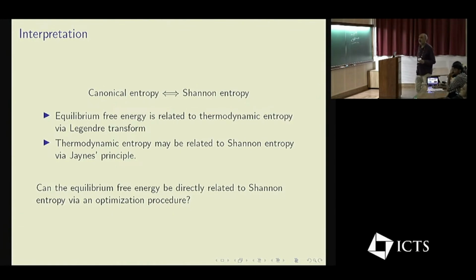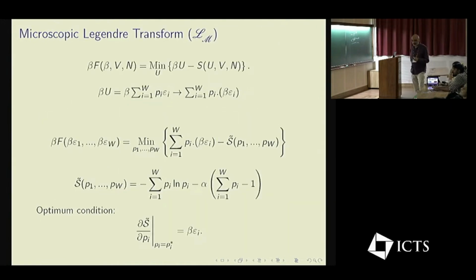So now the question is, one may ask, can the equilibrium free energy be directly related to Shannon entropy via an optimization procedure? This is what I define as the microscopic Legendre transform. So this is the standard transform you do. There is a minimization over the energy for a given beta, and then you get a free energy function like this. So now here we focus on this combination of quantities, and because in the canonical ensemble you want to define mean energy like this, beta u I rewrite like this.